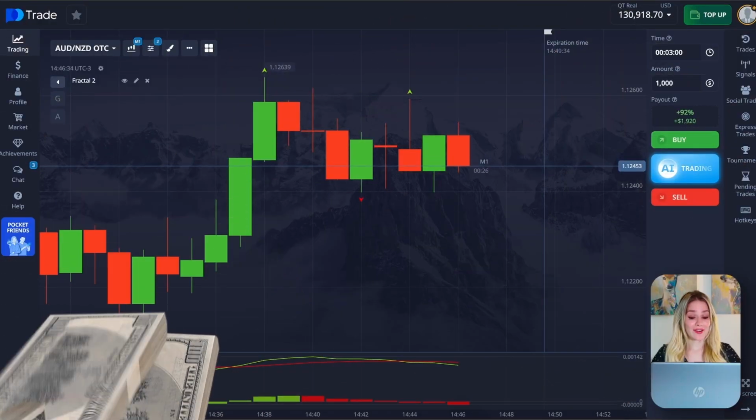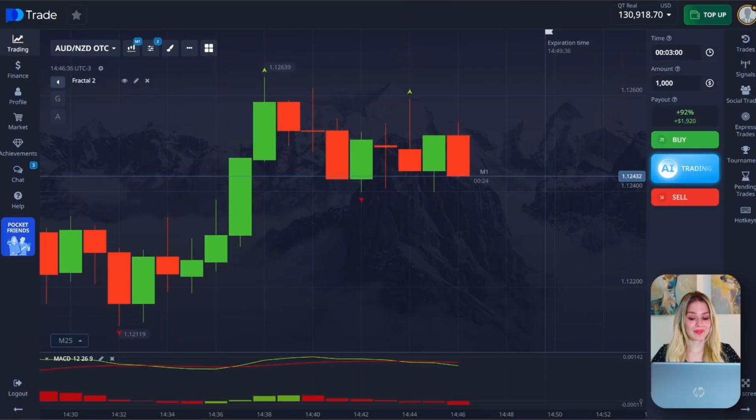A 1-minute time frame is suitable for this strategy, and the expiration time of transactions is from 3 to 5 minutes. I will use a time of 3 minutes. The recommended amount for one transaction is 1 to 5% of your deposit. I will choose $1,000. Now, let's move on to the main part and discuss the strategy.